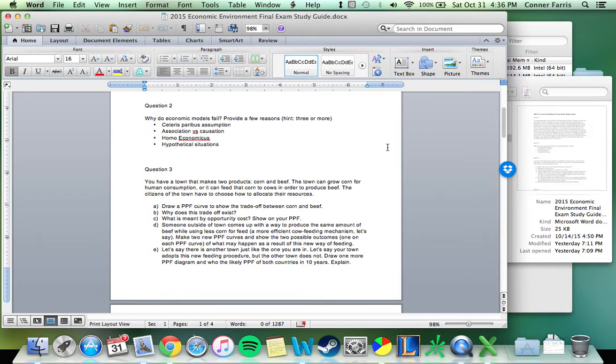Association versus causation. You're doing any sort of experimentation on anything. This could be a hard science, could be like physics or chemistry, or it could be a soft science like economics. Association versus causation is always going to be a problem, because two things that just happen to correlate, to be together a lot, does not mean one causes the other.